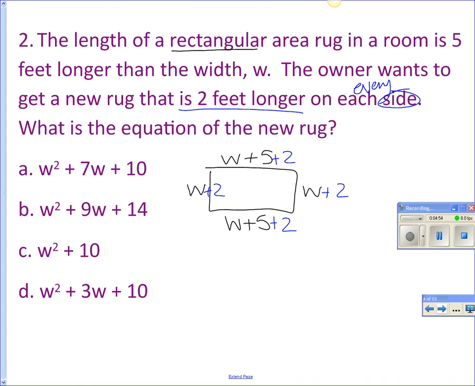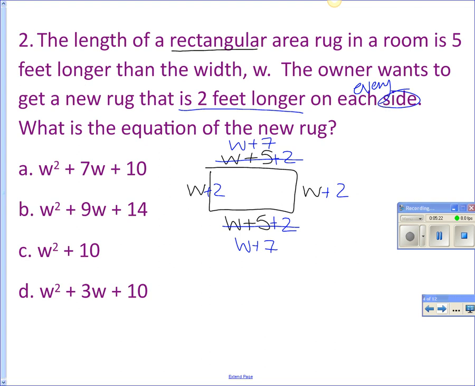Please make your life easier. What is W plus 5 plus 2? How could I write that a lot easier? W plus 7. And I'm going to cross that out. And I'm also going to make this one W plus 7. Cross that out. Make your life easier whenever possible, please.